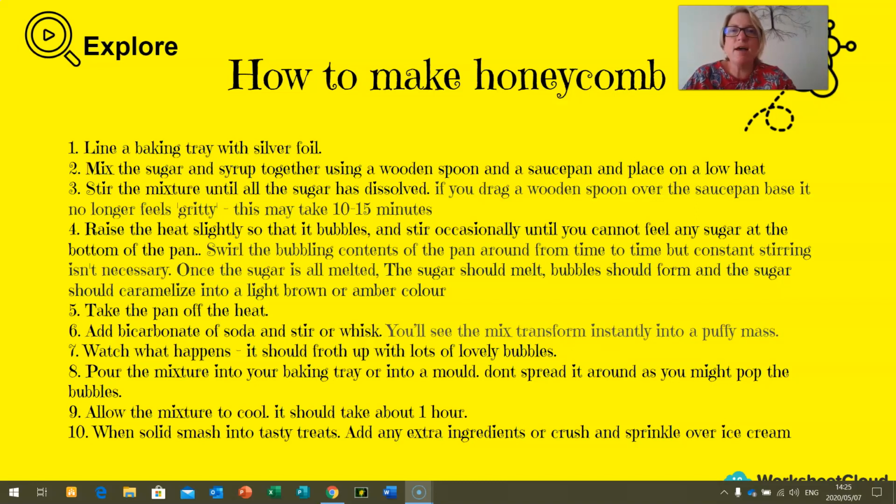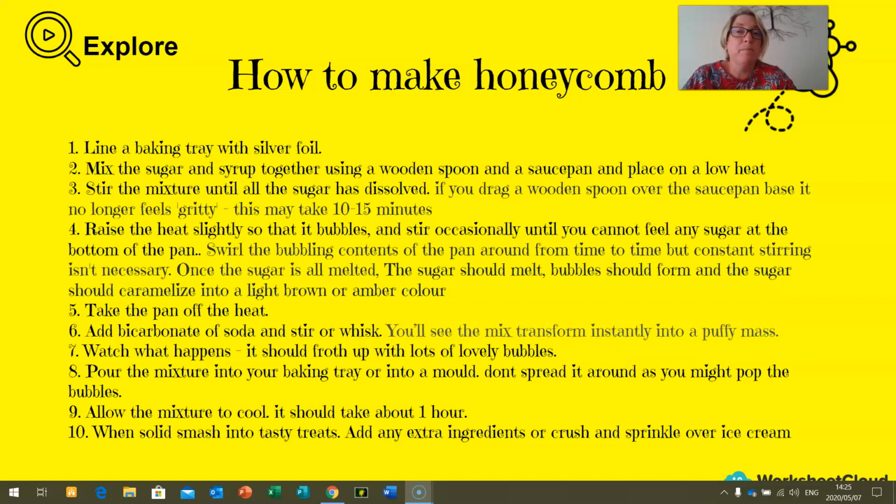So if you drag a wooden spoon over the saucepan base and it still feels a little bit gritty, or you can feel it sort of crunchy, then it hasn't quite melted. So you don't want to feel these granules. You want to feel it to be nice and smooth.